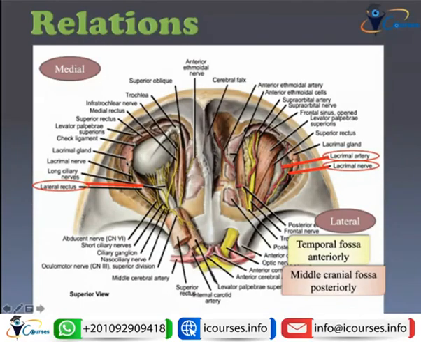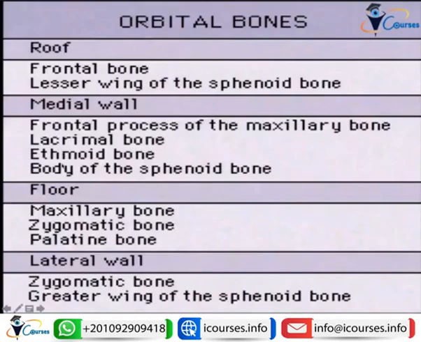So these are the orbital walls. To summarize, we have the roof, medial wall, floor, and lateral wall. The roof is made of the orbital plate of the frontal bone and the lesser wing of sphenoid bone. The medial wall is formed by the frontal process of maxillary bone, lacrimal bone, ethmoid bone, and the body of sphenoid bone. The floor is made by the maxillary bone, the zygomatic bone, and palatine bone. And finally, the lateral wall is made by the zygomatic bone and the greater wing of sphenoid bone.